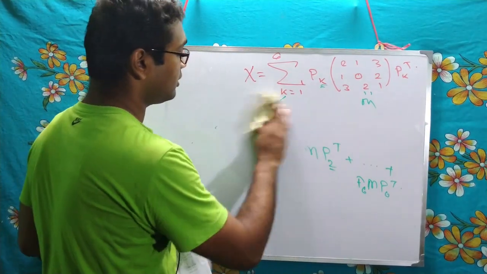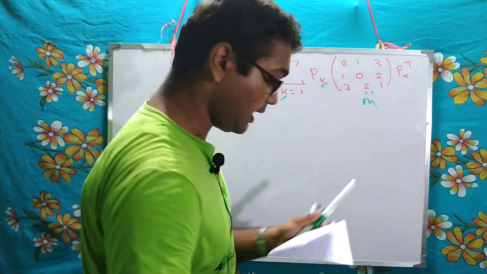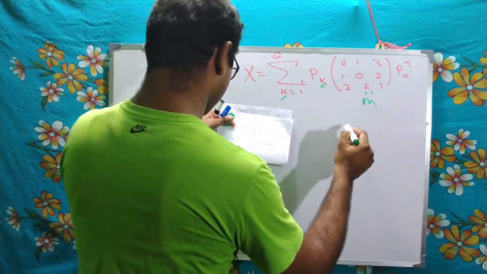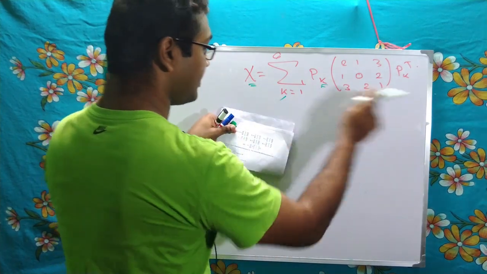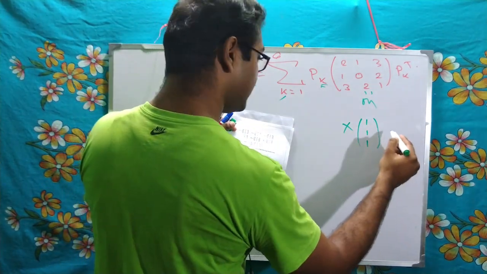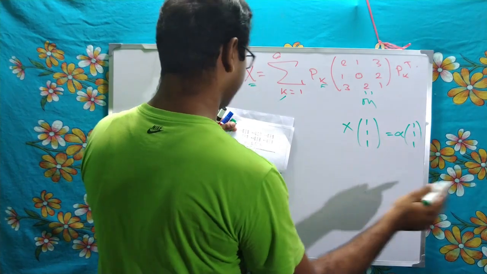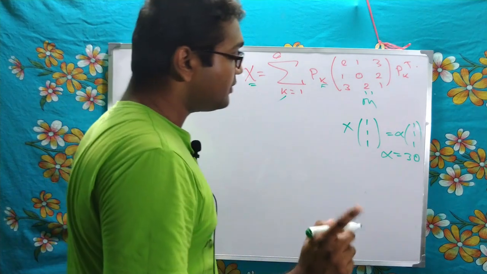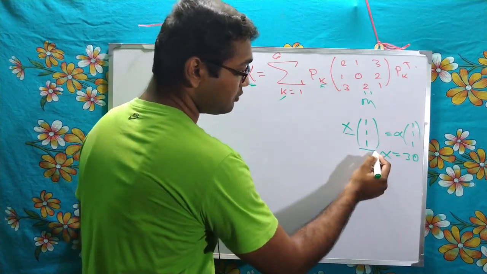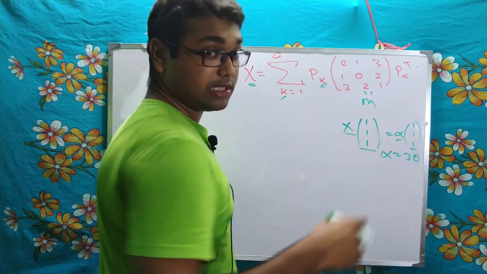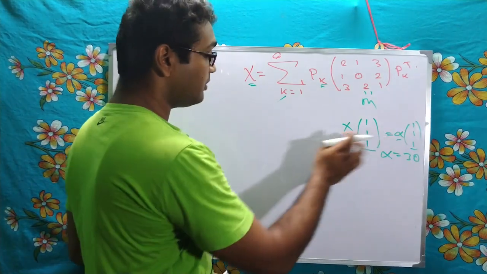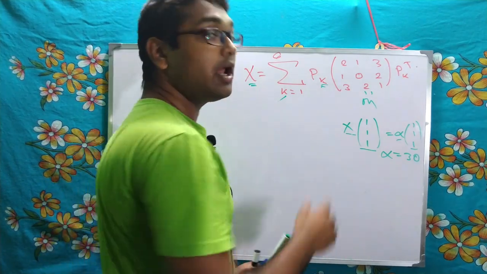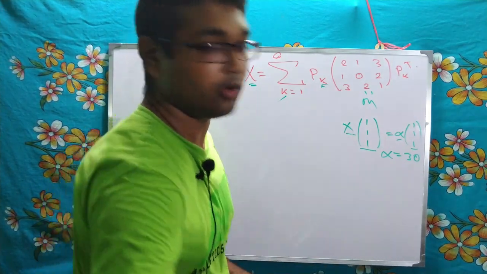Now, in the problem, the first option to check is this relation. They are saying if X, this entire matrix X, multiplied by this one matrix equals alpha times this matrix, then alpha will be equal to 30. Don't be confused here: if X times the matrix of ones equals alpha times the matrix of ones, then these two matrices will not get cancelled out to give alpha equal to X. No. Alpha is actually a scalar, a real number, and X is a matrix. So they can never be the same.